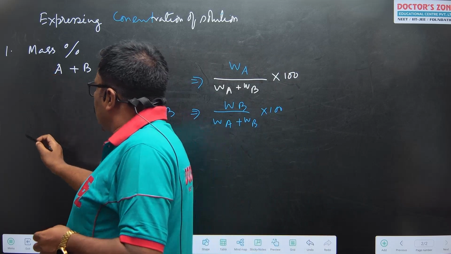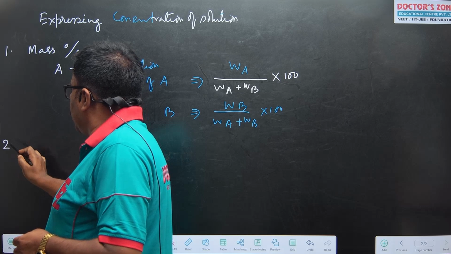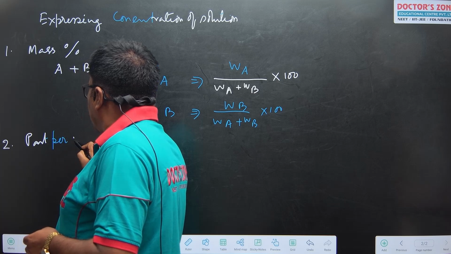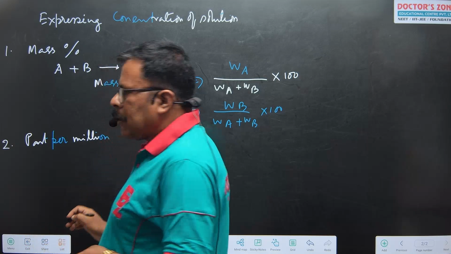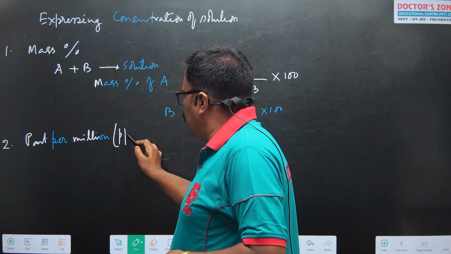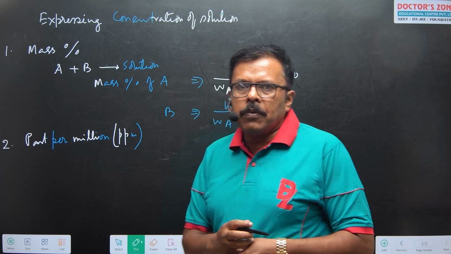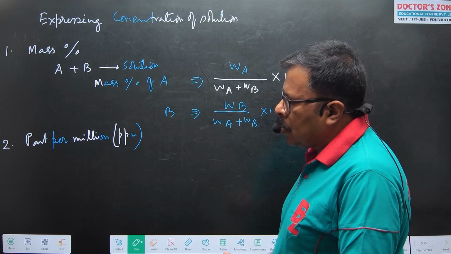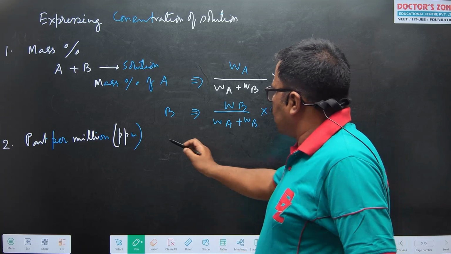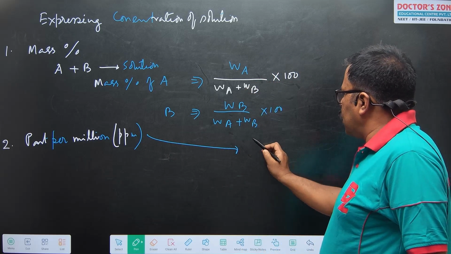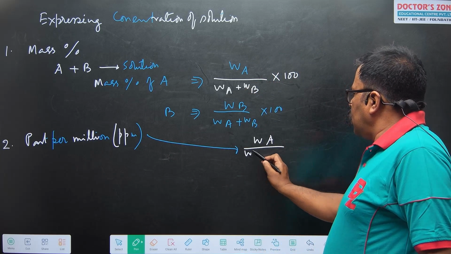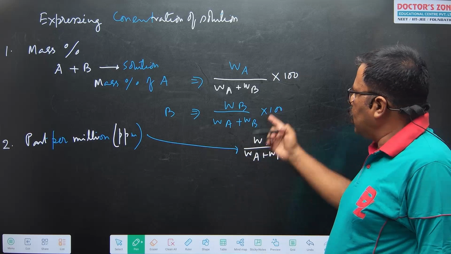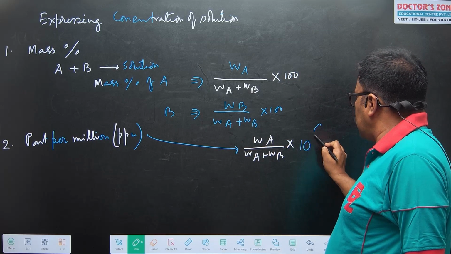ओके, नाउ इसी तरीका का एक रिलेशन है, दैट वी कैन कॉल इट एज पार्ट्स पर मिलियन, जिसको इन शॉर्ट वी कॉल इट एज पीपीएम. सो इसका डेफिनेशन ऐसे ही है, बस क्या चेंज होगा, जस्ट यू सी द डिफरेंस. इट इज W_A बाई W_A प्लस W_B इंटू, it is out of million, here it is out of 100, here it is out of million, that is 10 to the power 6.